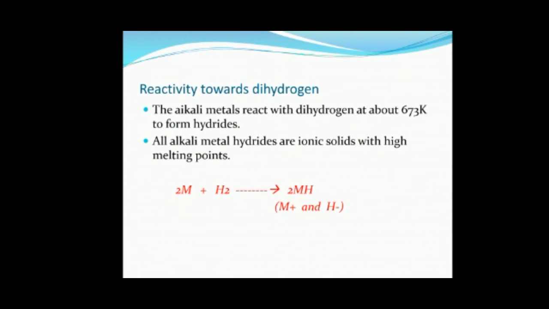Next is reactivity towards dihydrogen. The alkali metals react with dihydrogen at about 673 Kelvin to form hydrides. The alkali metal hydrides are ionic solids with high melting points. See the reaction where metal capital M represents all alkali metals, which when it reacts with dihydrogen forms MH. This is metal hydride. It is a salt-like hydride or ionic hydride. Two ions are present in this hydride, as you can see here, M positive and H negative. Since this hydride comprises ions, that's why the melting point of this hydride is very high.